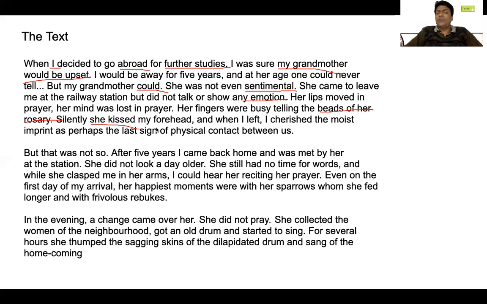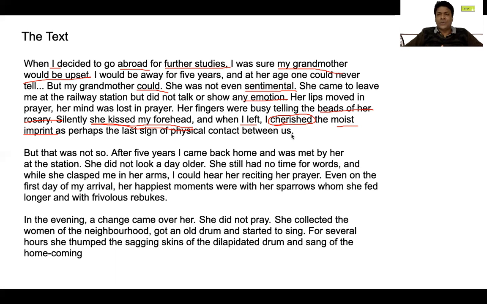Silently she kissed my forehead. Who kissed? The writer's grandmother kissed my forehead, and when I left, I cherished the moist imprint, perhaps the last sign of physical contact between us. So the writer enjoyed the interaction, the emotion between him and his grandmother, and he felt that it was the last sign, because he believed his grandmother was so old that after 5 years he would not meet her, and that day was the last day of their meeting. That is why he believed it was perhaps the last sign of physical contact between us.